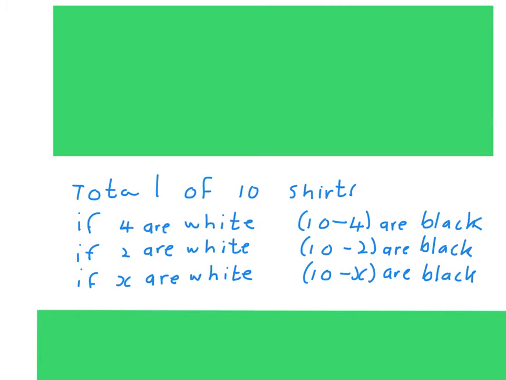It's very important on this specific part of the question that you repeat all the words I'm using. You must read physically your own words. The total of 10 shirts, if 4 are white, you must say it. 10 minus 4 are black. Please say all this. Don't just listen to it. If you say it, it'll go into your brain.